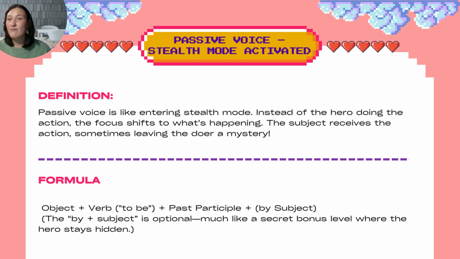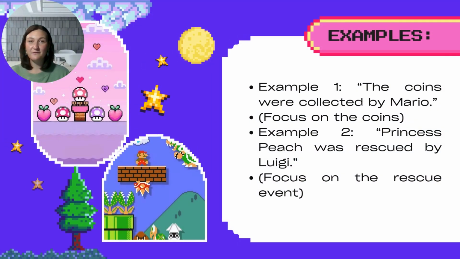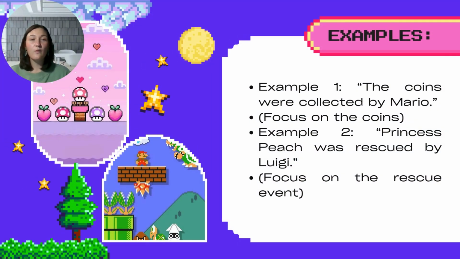But in the right situation, passive voice will work very well. Let's look at the following examples. The coins were collected by Mario, so our focus is on the coins. Princess Peach was rescued by Luigi. The focus is on the rescue event.